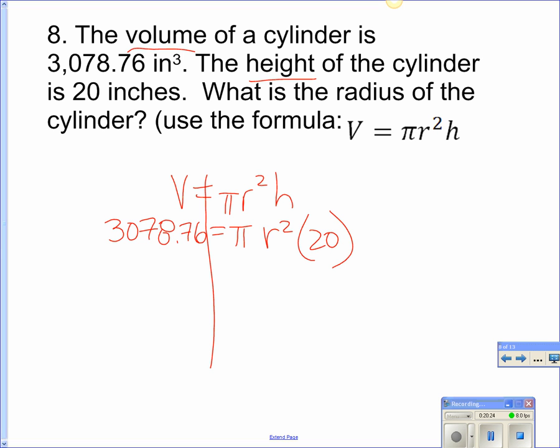R. Stephen A., what two things need to move away from R first? Pi and what else? The 20. How do I move the pi and the 20? Divide them. Very good. So 20 pi in parentheses, or you could put pi and 20. It doesn't matter what order you put them in. Okay? Hallie, what does that give you?